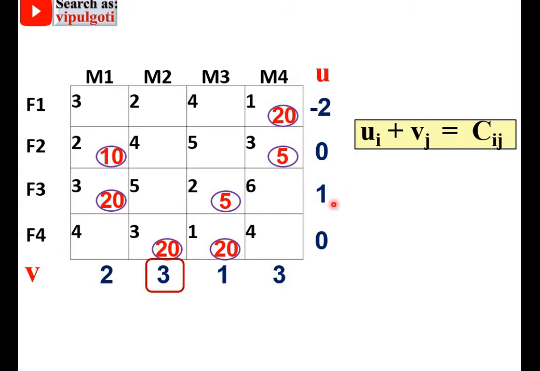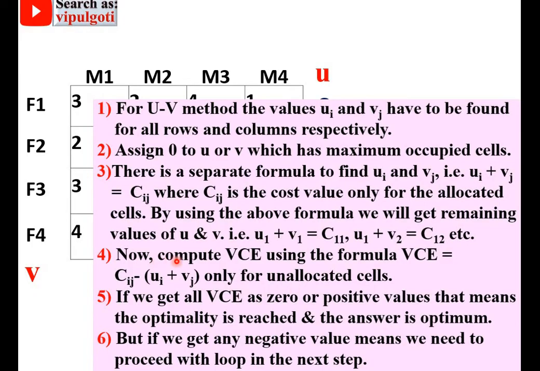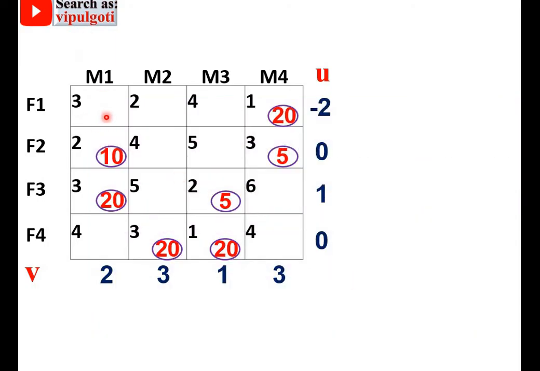After getting all values of U and V, once again look at the steps. Now compute VCE, means vacant cell evaluation, using the formula VCE is equal to Cij minus, in bracket, Ui plus Vj, and that is only for unallocated cells, or you can say unoccupied cells. Here these all are unoccupied cells. Start from this unoccupied cell. This is VCE, means vacant cell evaluation. Now how can you get it? Look at this important note.